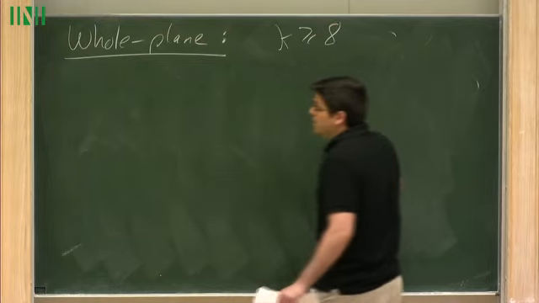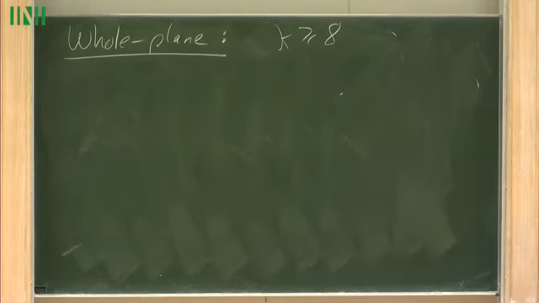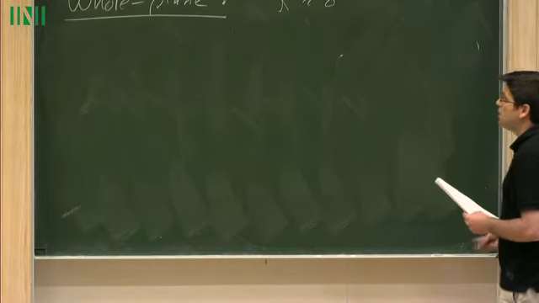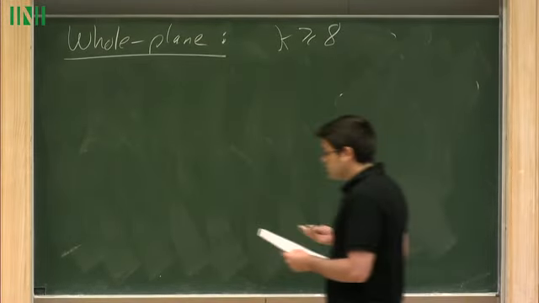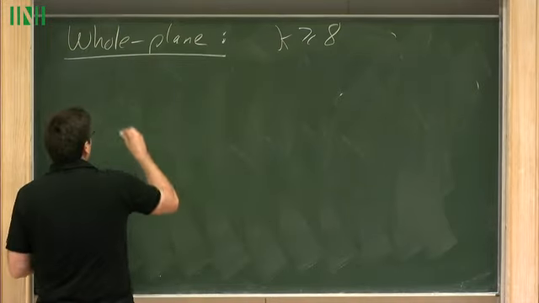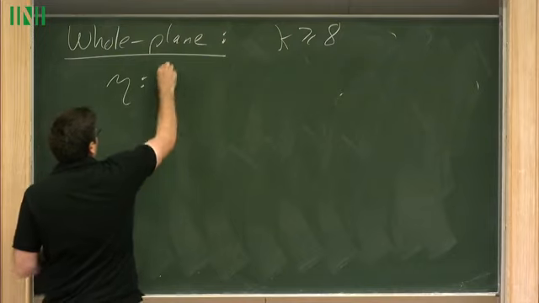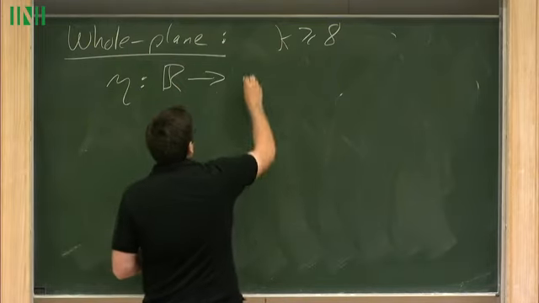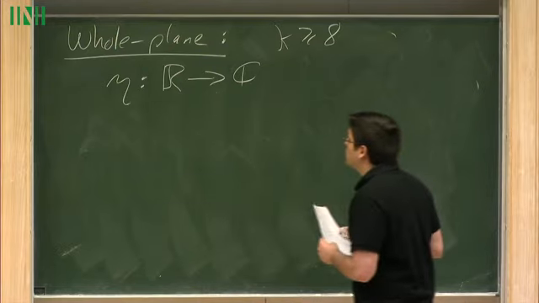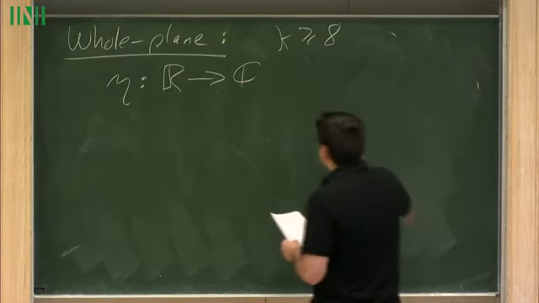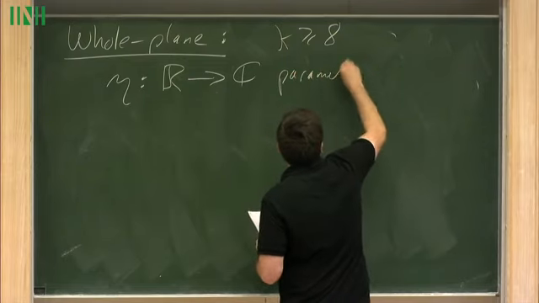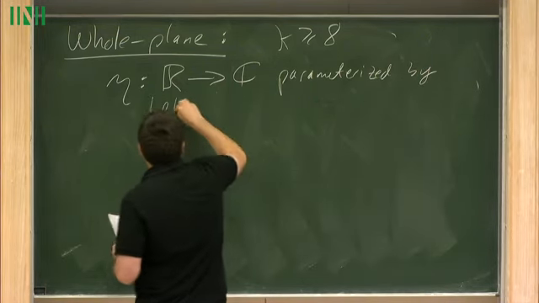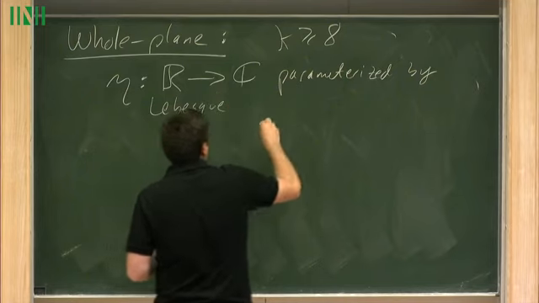Because for these random walk techniques, it's just an extra complication to think about the case when kappa is between 4 and 8. And the whole plane version of space-filling SLE, for this regime of kappa values, is fairly easy to describe. It's going to be a random curve which is defined on the real line, and it goes into the complex plane. And the natural way to parameterize it is just by Lebesgue measure. You just parameterize it by area.